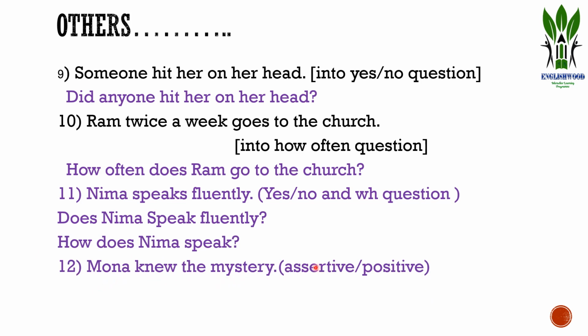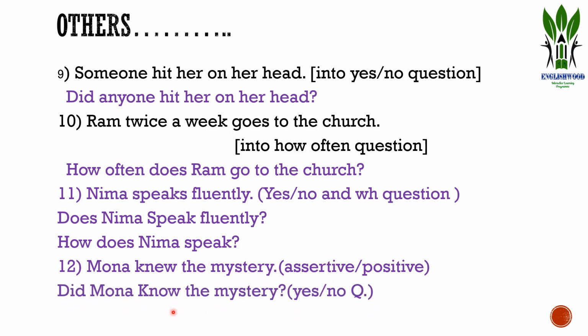Mona knew the mystery, into assertive. Okay. And positive. So this sentence is a positive sentence, or this is known as an assertive sentence. Okay, the yes no question of Mona knew the mystery. Did Mona know the mystery? So knew, did Mona know, not knew, because there is did. Then what did Mona know? Mystery. What did? So did is already there, just add what. Okay, in this way we can practice to change into yes no and WH questions.